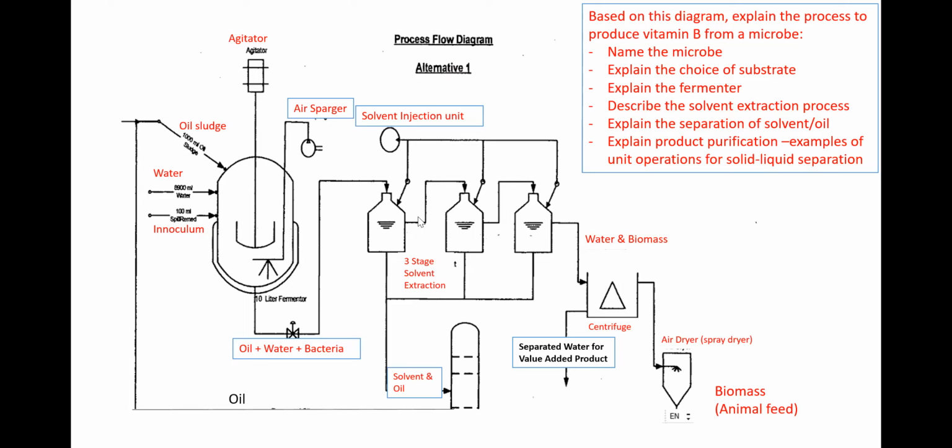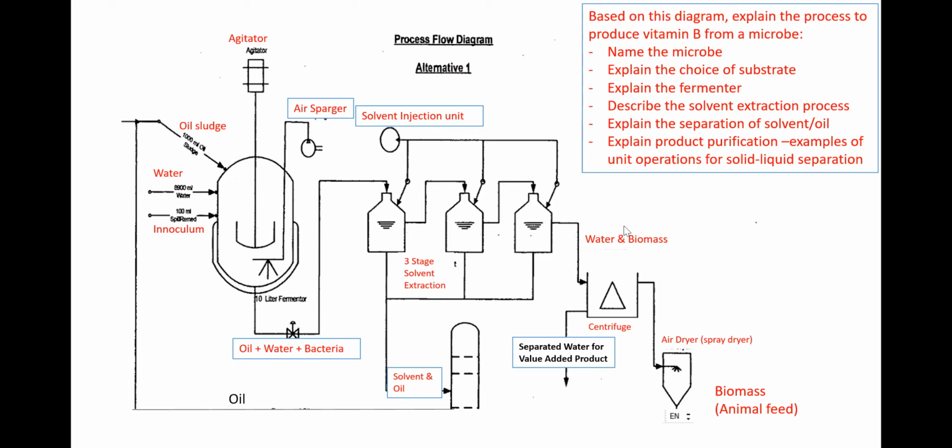That is a typical process for SCP production. It looks like this. At the same time, most likely the solvent and the oil will be on the upper level. It will go for distillation for solvent recovery, so that some of the oil can be recycled back to the fermenter and the solvent can be recycled into here, the solvent injection unit. So this is a solvent and oil recovery process. After that, it goes through extraction in order to extract as much vitamin B as possible.